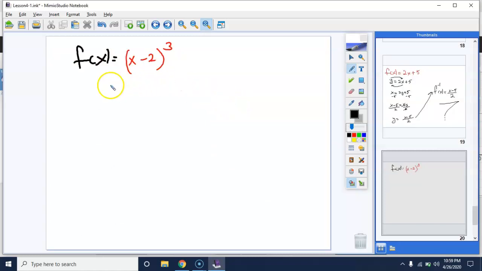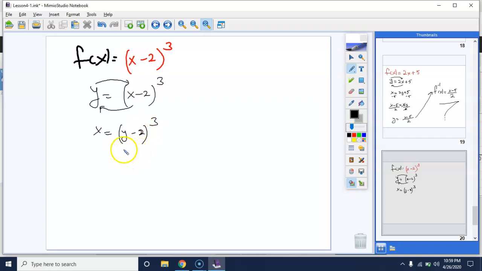On this one, again, the first step was y equals x minus 2 to the third power. Yeah, that's how we start off. And the first step was replace x and y. X equals y minus 2 to the third power. So step 2 was solve for y, get y alone here. To do so, I should get rid of this 3 first. That's why I take the cube root of both sides. Cube root of x on both sides.